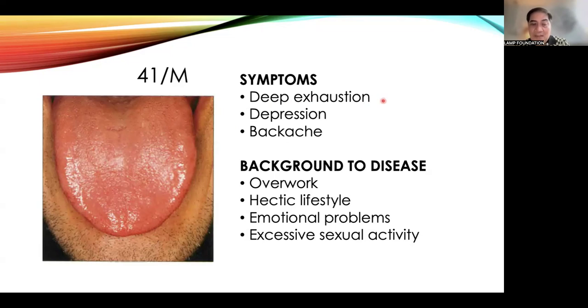Deep exhaustion. What do we mean by deep exhaustion? You're so pagod na pagod. So even if this person has slept probably 24 hours, he's still pagod. Okay? So yan po ba, Dok, yung chronic fatigue syndrome? Yes. And walang magawa dyan. Chronic fatigue syndrome is usually the result of a viral infection. Of course, when you are infected by a virus, nauubos din yung chi mo, remember? Naubos yung chi mo because you need to fight off the virus.